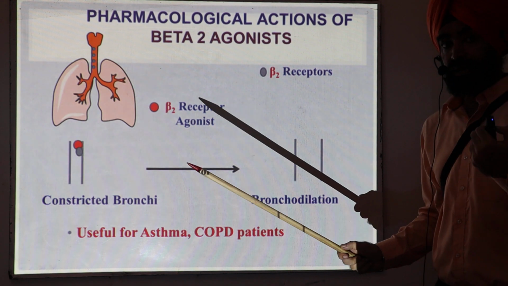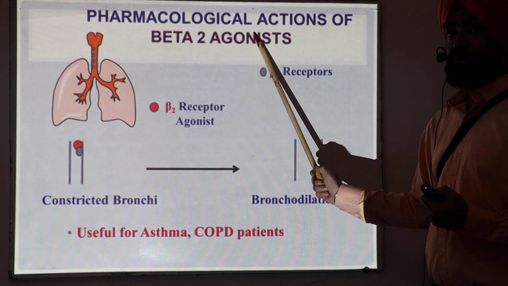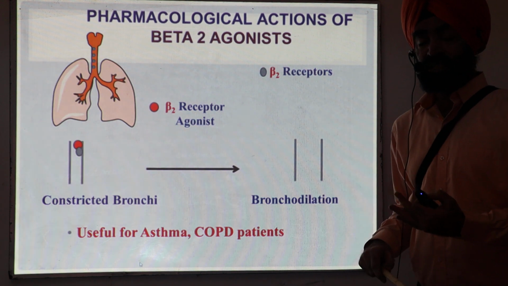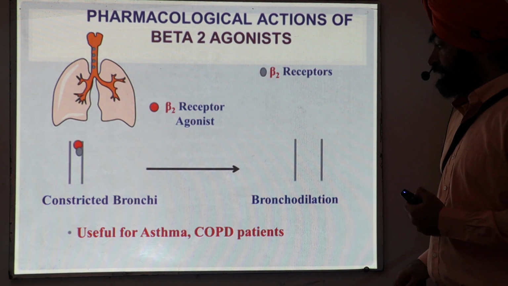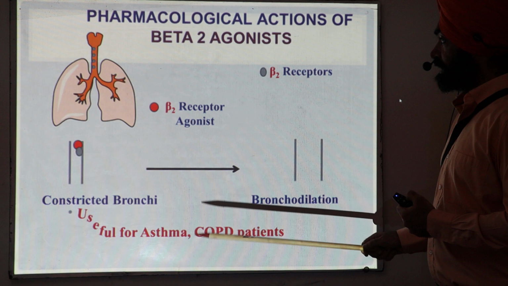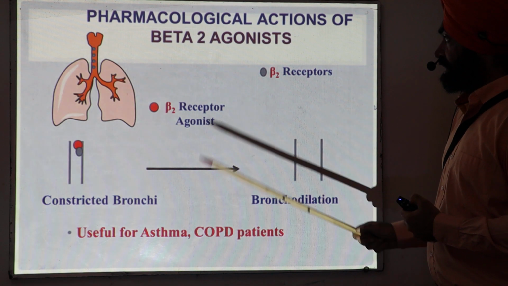I just want to tell again that beta 2 agonists produce inhibitory actions, they produce relaxation, particularly on the smooth muscles. So I will discuss more use in asthma. This is the pharmacological action.